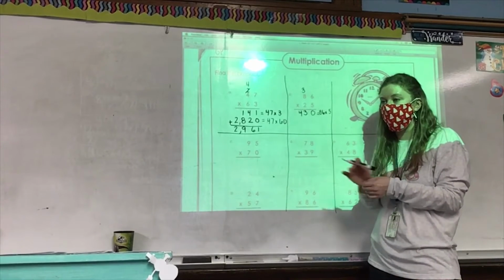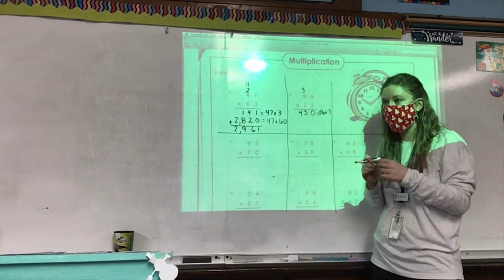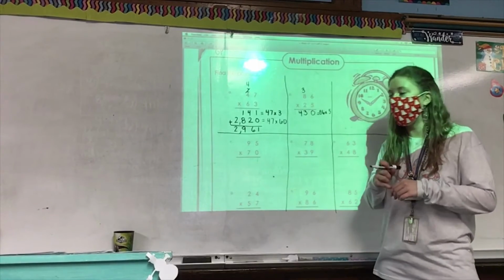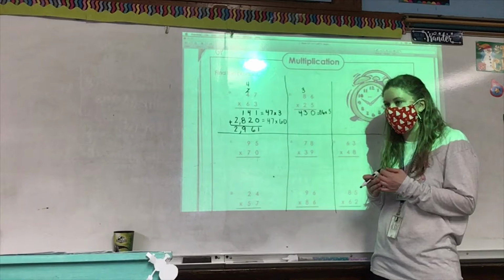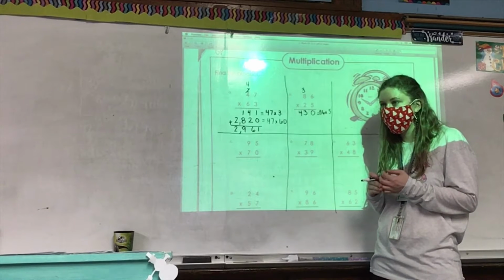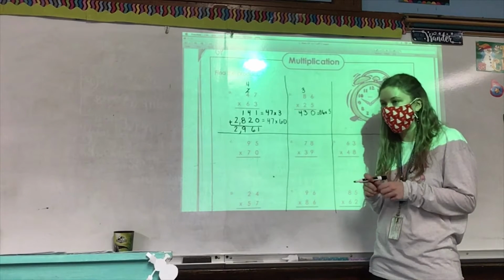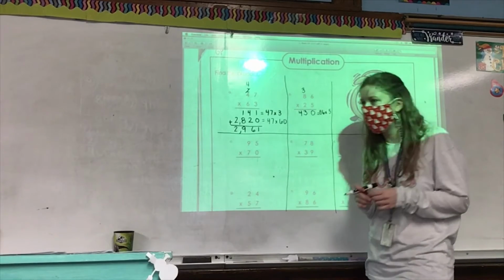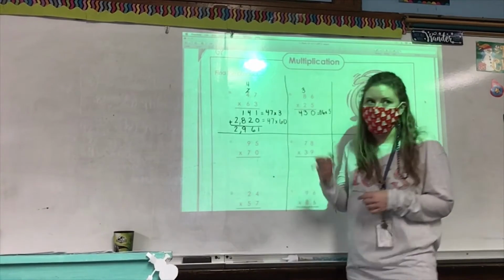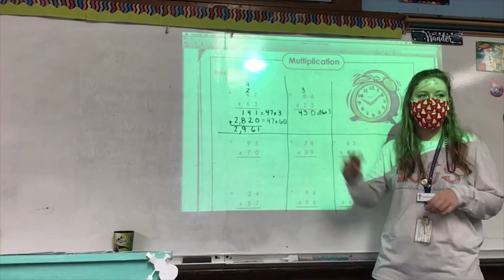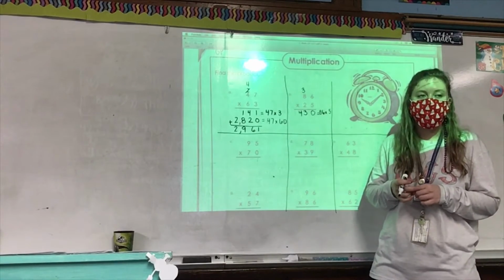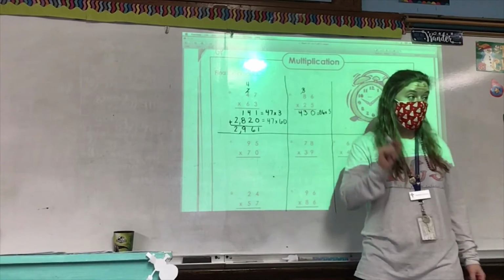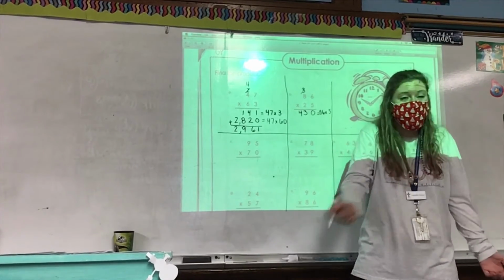What should I do before I move on to multiplying the 10s, Kingston? I can't hear you. Michaela, what should I do? Before I move on to multiplying the 10s, what should I always do? I cross out my regroup numbers so I don't accidentally use them again, because I'm not supposed to use it again.